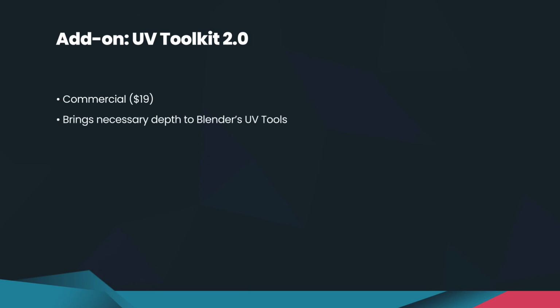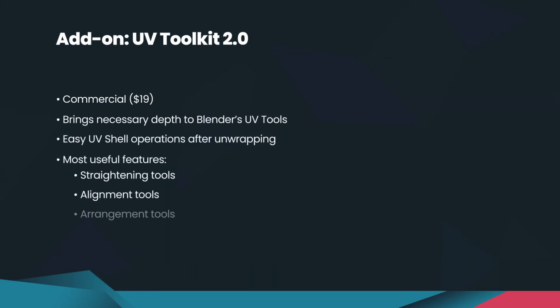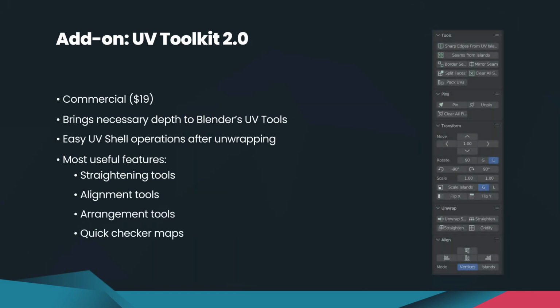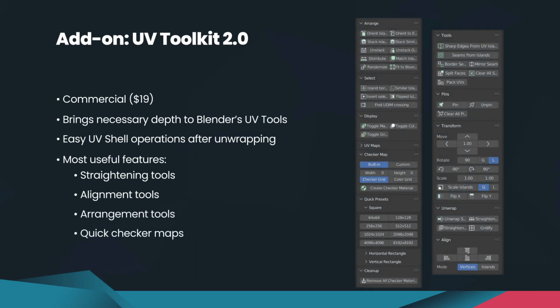Next up, we have some add-ons that make UVing in Blender much easier. The first one is UV Toolkit 2.0, a commercial add-on from Alex Belyakov. While the basic unwrapping functionality is already built into Blender and works pretty well, it lacks a bit of depth. Using just the basic tools, it is not fast or easy to do many of the UV shell post-processing operations after unwrapping. I'm talking about aligning, straightening, flipping faces, stacking, etc. This is where UV Toolkit comes in.